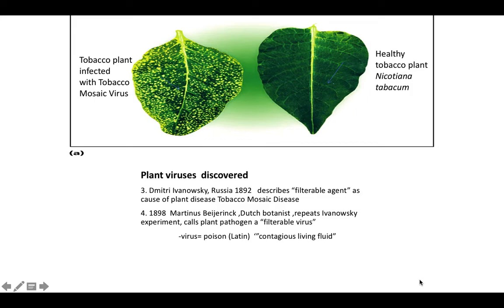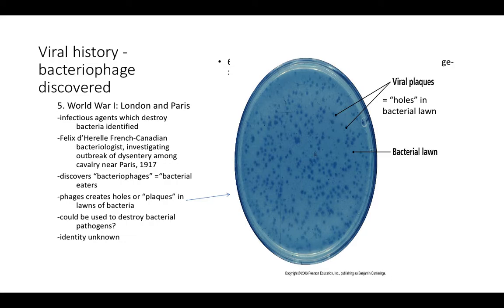But still, you guys, because the viruses are so little, you can't see them with light microscopes. At least most viruses you can't see with light microscopes. So nobody really knew what a virus was. And then there was a great observation by a microbiologist involved in World War I when the Allies' cavalry experienced an outbreak of dysentery.